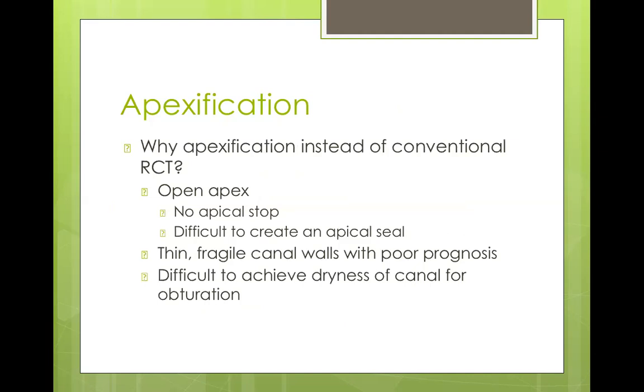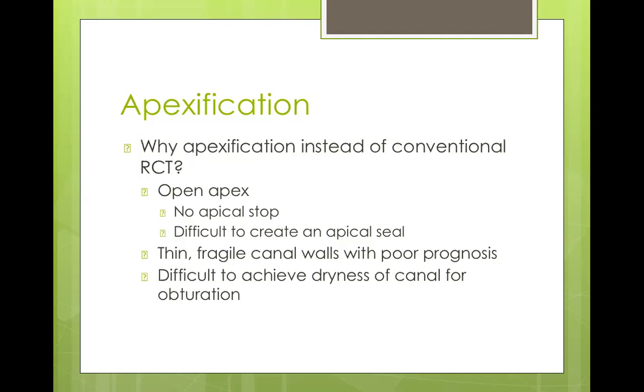The apex is open, so you can't really get an apical stop. Apex is wide open. There's no gutta percha cone that's big enough to fill that space. So you find it really hard to create an apical seal. Also, not only is the tooth wide open at the apex, the walls are still thin.